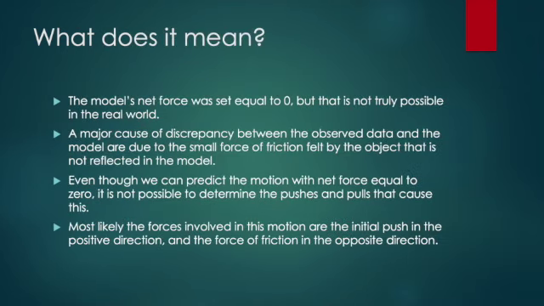So what does this all mean? The model's net force was set to 0, but that is not truly possible in the real world. A major cause of discrepancy between the observed data and the model is the small force of friction felt by the object that is not reflected in the model, because again, in the simulation the net force was set to zero.